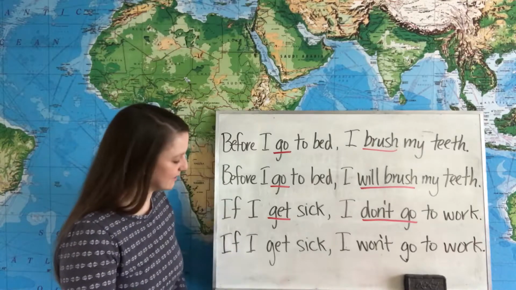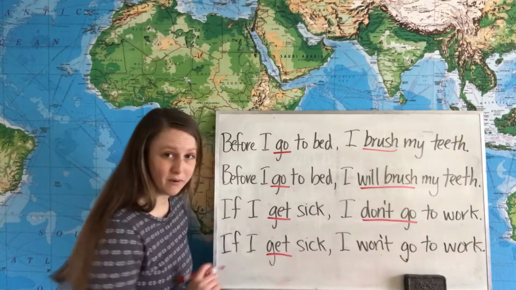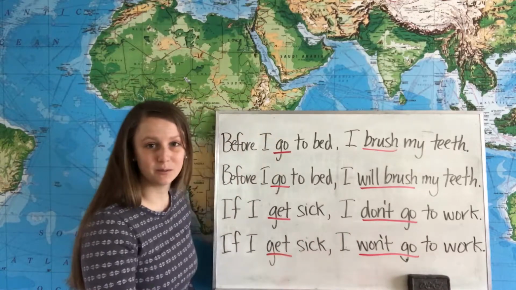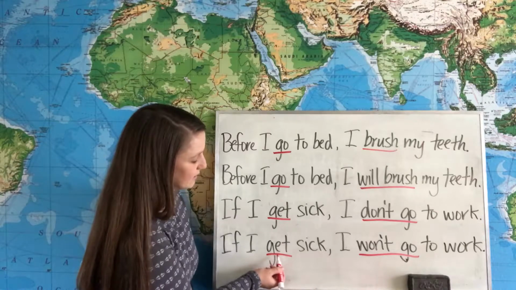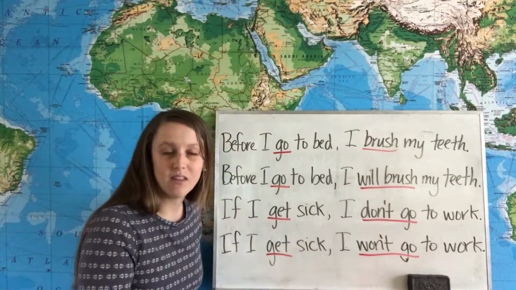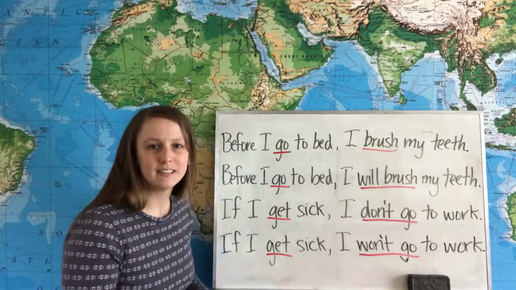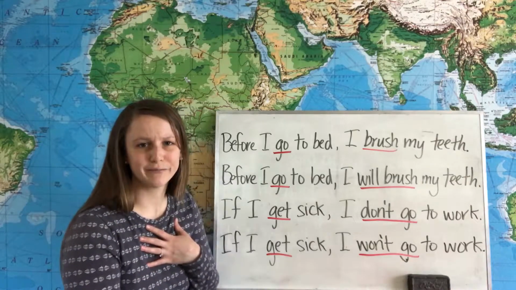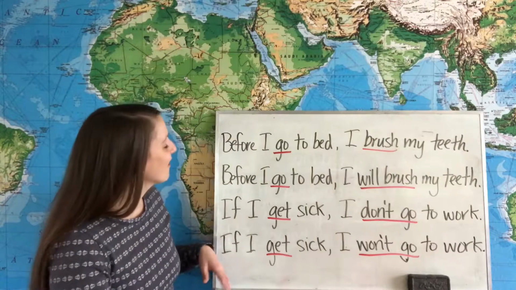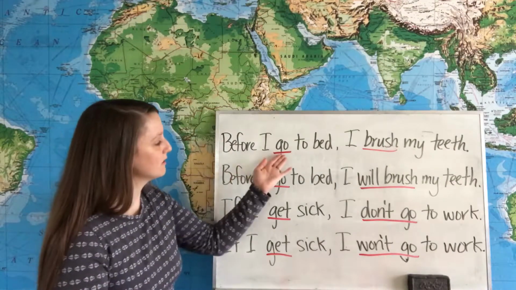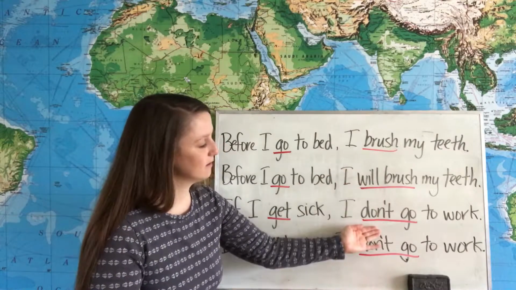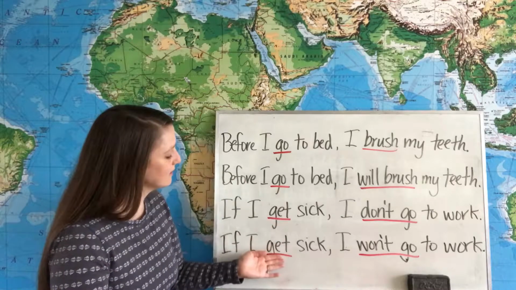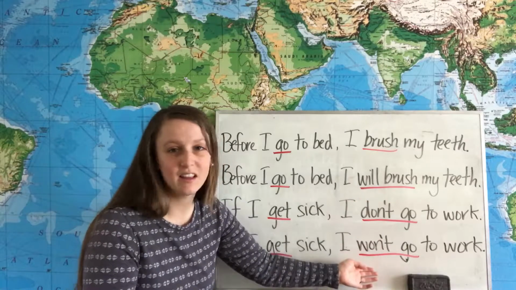Let's compare to the last sentence. If I get sick, simple present again, I won't go to work, or I will not go to work. Here we have our simple present and a future verb. So we know that this is talking about the future. For example, oh, I'm not feeling well. If I get sick tomorrow, I will not go to work. So you can see for our habit sentences, we use simple present, but for our future sentences, we use simple present with a future in the second clause, or in the independent clause.